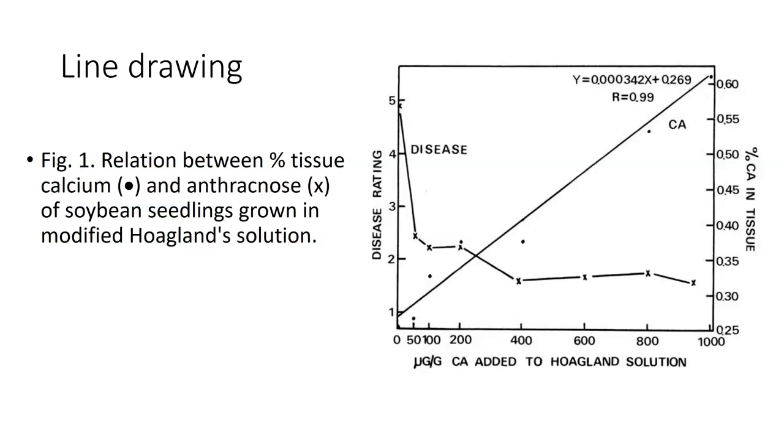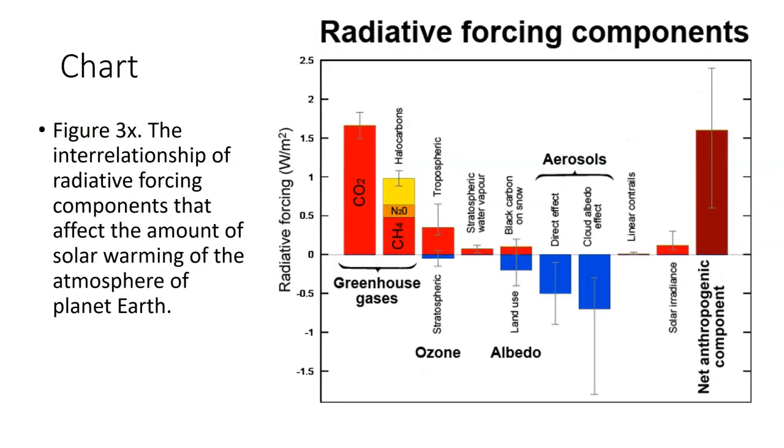And you can see a very strong positive correlation: as the amount of calcium went up, the amount of calcium in the tissue went up, and there's a very strong correlation that as the amount of calcium went up, the amount of disease went down. We've got a line drawing, and we can interpret material straight out of it just by looking at it.